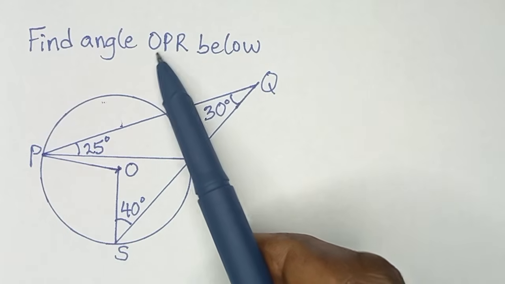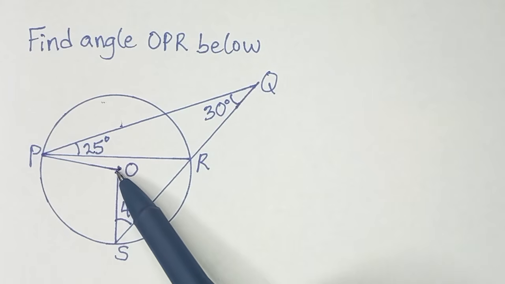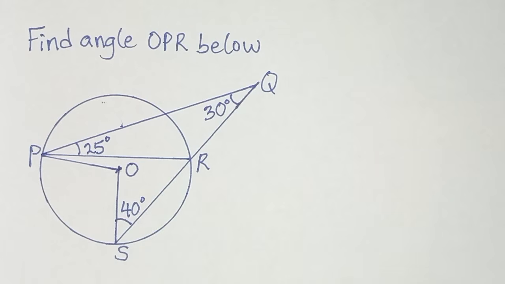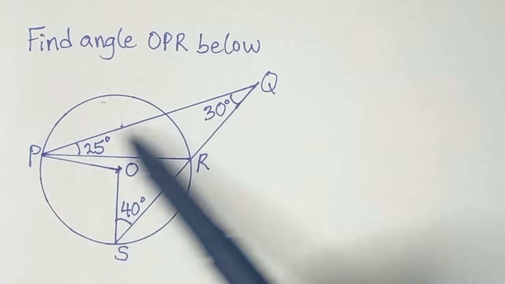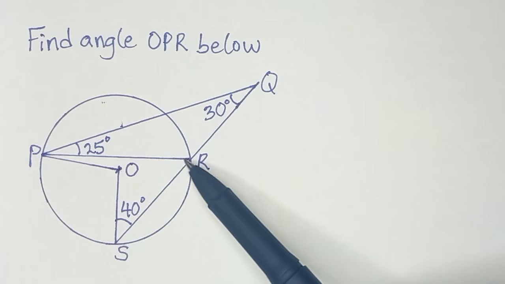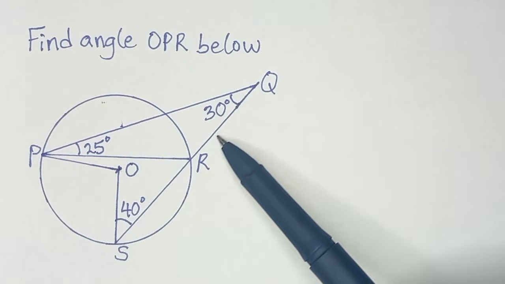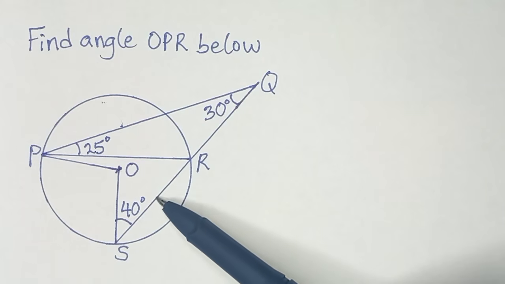Find angle OPR below. Now we have to find this angle OPR. That is this tiny angle here. Now the first thing I want us to look at is this triangle PQR. Triangle PQR. Now if you check this triangle PQR, one of the lines is extended outward.